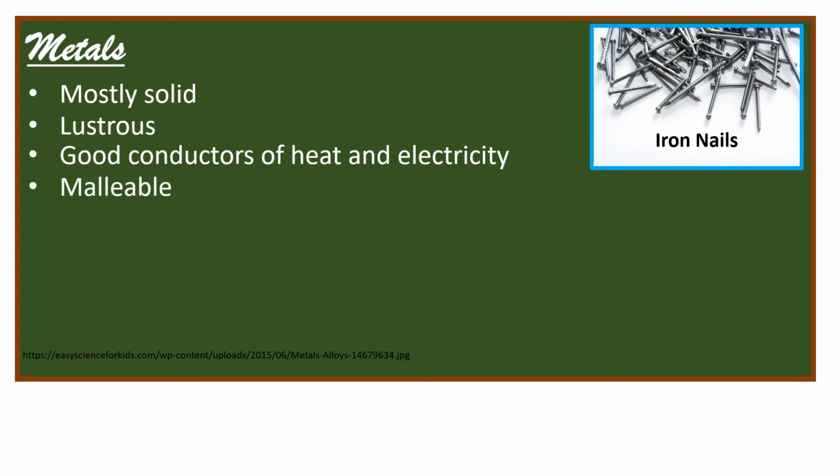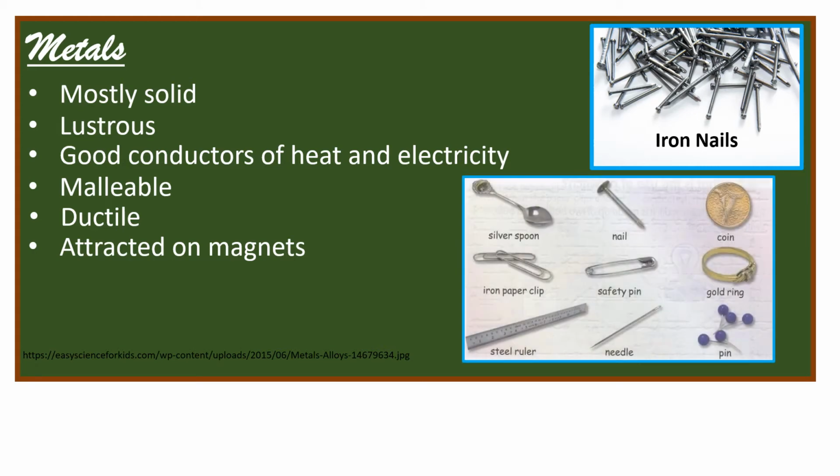Next, metals are malleable, or they can be hammered. Then, ductile, or they have the ability to be stretched into wire. And also, metals are attracted to magnets, or they are sometimes called magnetic. Here are some examples of metals: silver spoon, iron nail, coin, iron paper clip, safety pin, gold ring, steel ruler, needle, and the pin.